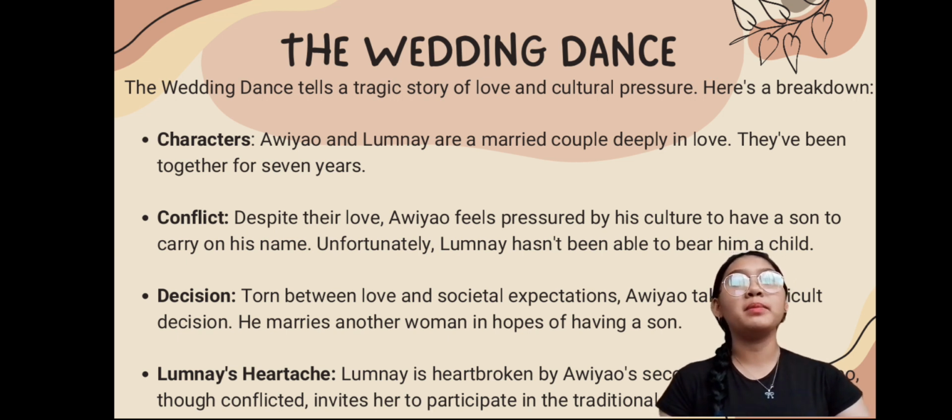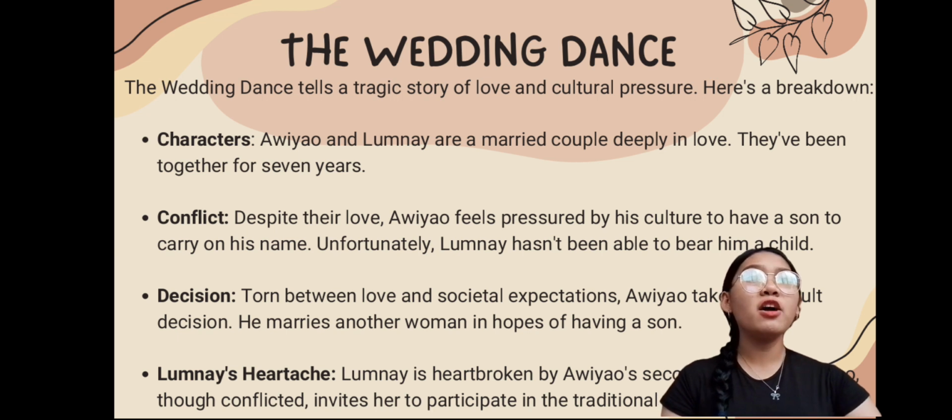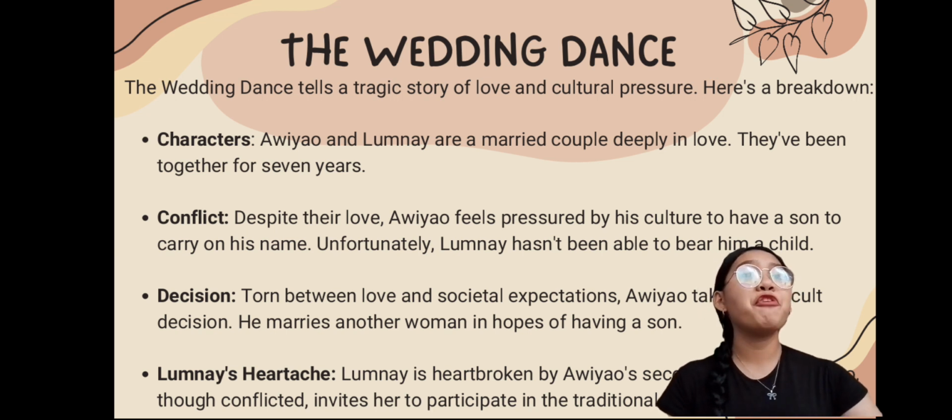to marry another woman. So the conflict of the story. The central conflict arises from Awiyao's need to have a son to carry on his name, a societal expectation that forces him to leave Lumnay and marry another woman capable of giving him a child. Despite their love, Awiyao feels pressured by his culture to have a son to carry on his name. Unfortunately, Lumnay hasn't been able to bear him a child.